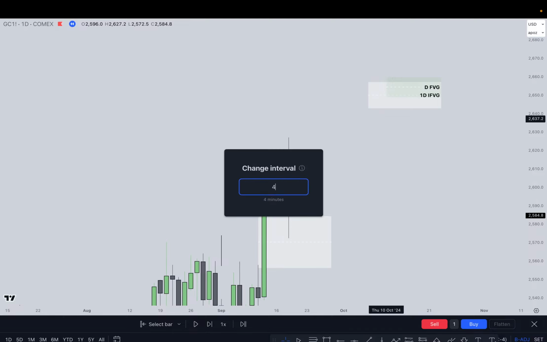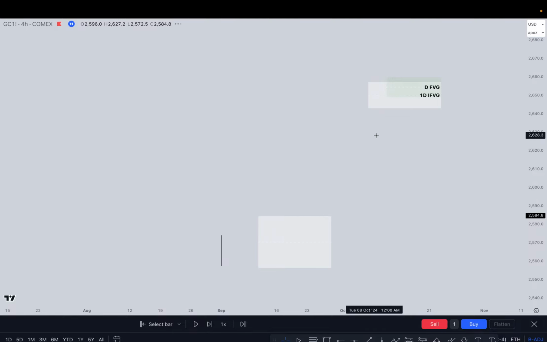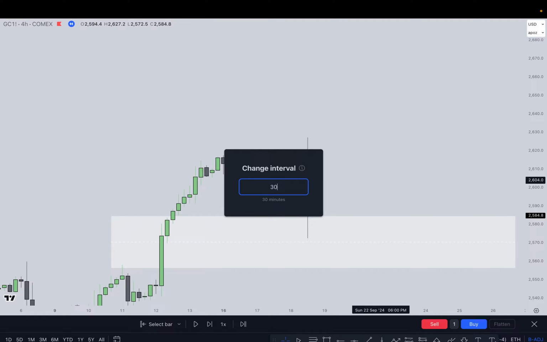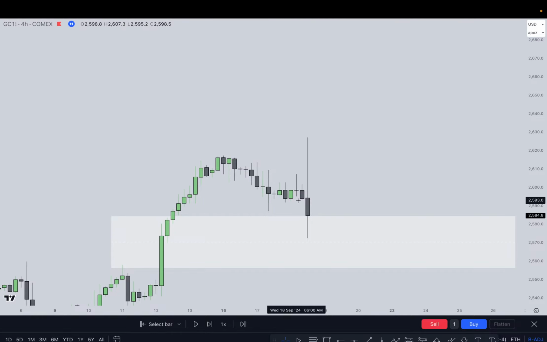So we're going to go on a lower time frame, 4 hour. So the idea of this model is power of 3, which is the movement of the daily candle. We tapped in, right? We closed. I'm going to go to the 30-minute time frame because I already have the narrative, right? We closed into a bullish daily fair value gap.